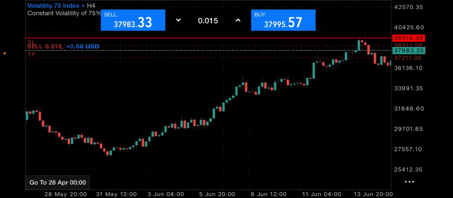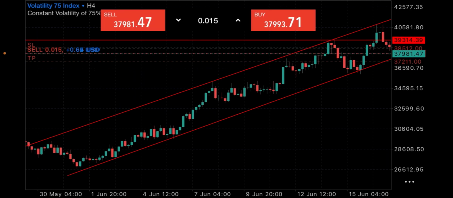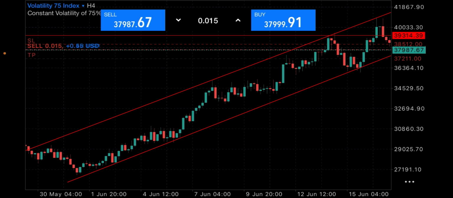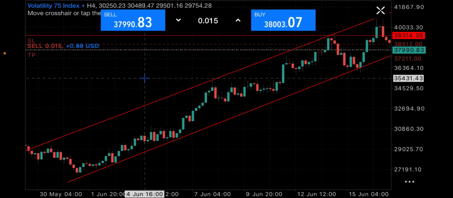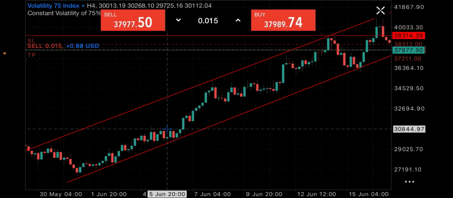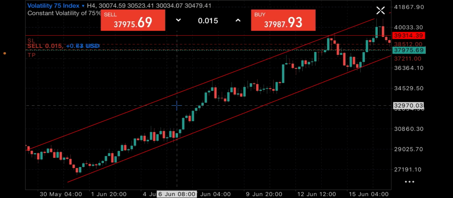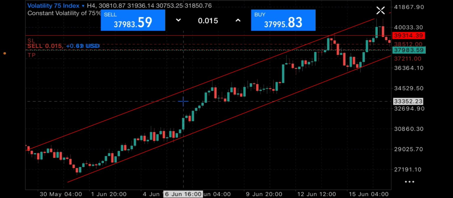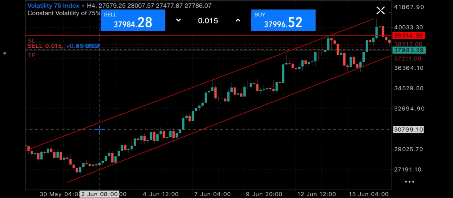So this is the lower time frame. This is the 4-hour time frame. You've seen the channel I'm talking about. Now, taking a look at this, you see that whenever the market touches the down part of the channel, the market has been progressing. If you look at it very well, you're going to see an uptrend. And this uptrend has been holding for days.